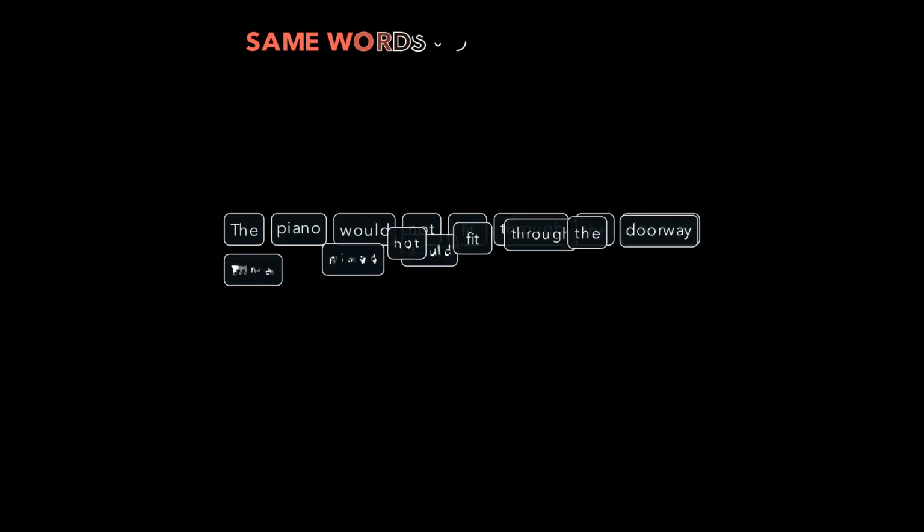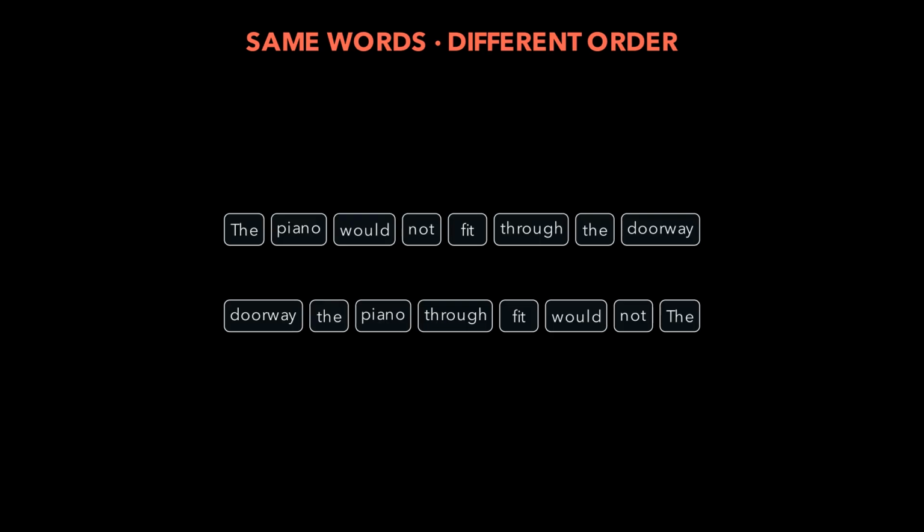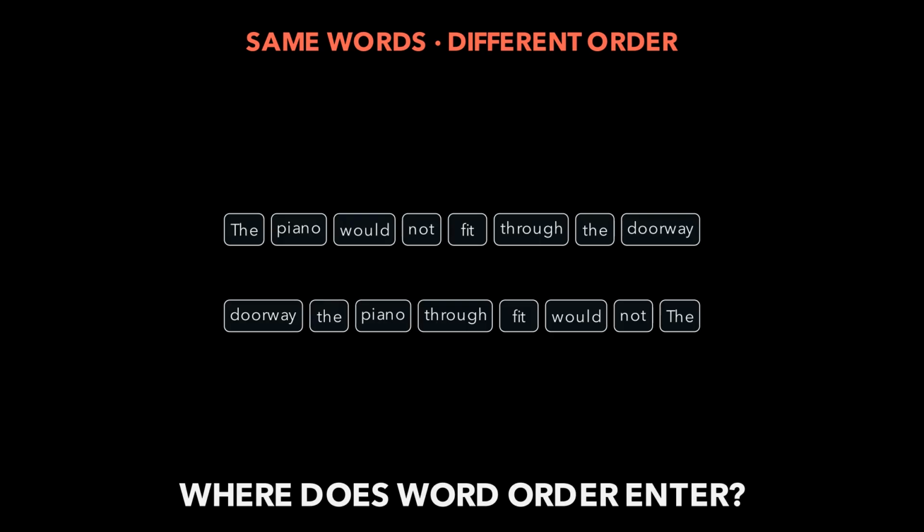But our sentence still hides one piece of information we have not explained. "The piano would not fit through the doorway" changes completely if we scramble the order of those same words. Attention sees relationships between vectors. Where does word order enter the machine? That is the next episode.